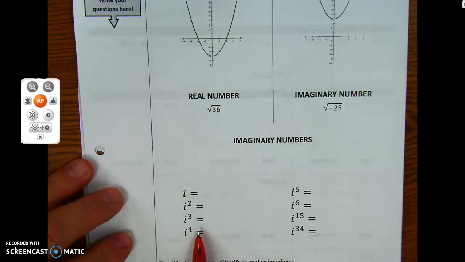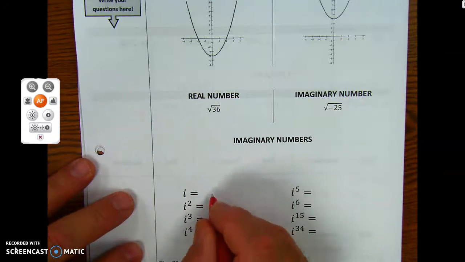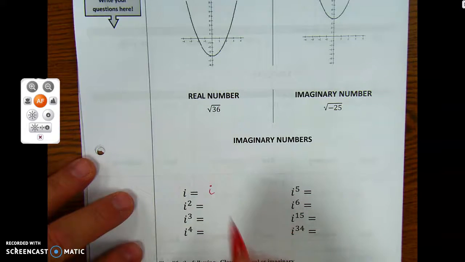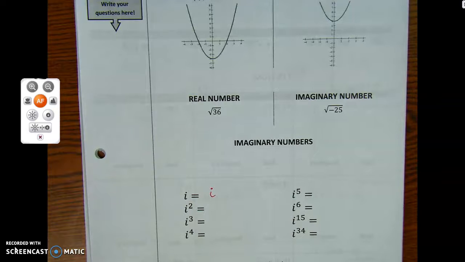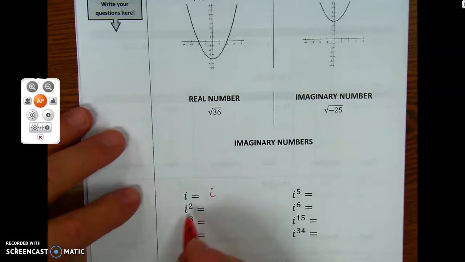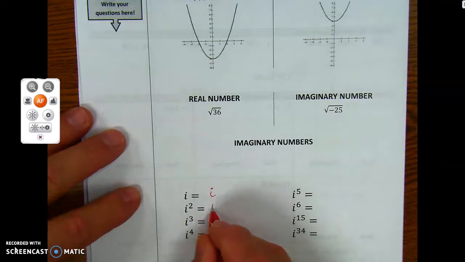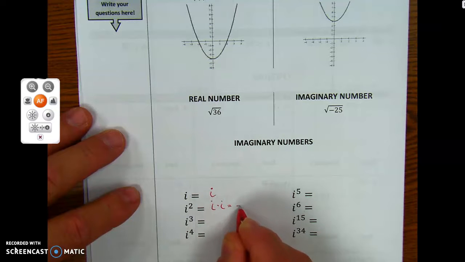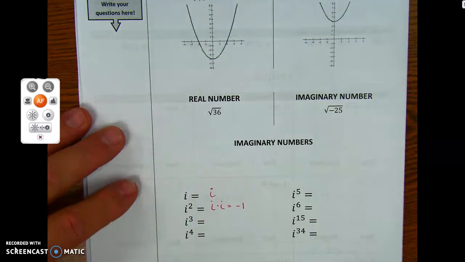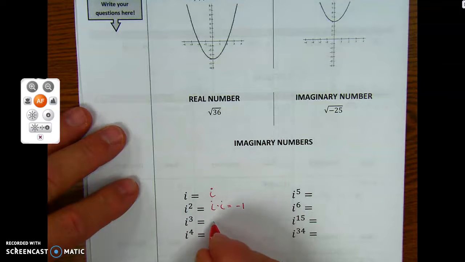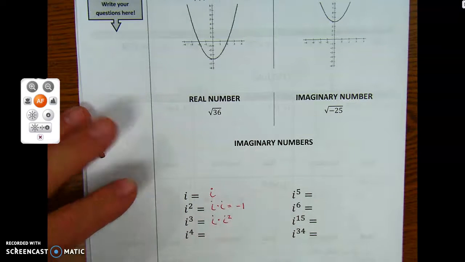I wanted to get to this little chart right here. i just equals i to the first, and so I'm just going to leave it as i. I'm not going to ever change i. But i squared, we just learned, is equal to i times i, which equals negative 1. Okay? i to the third. Let's talk about that as i times i squared. Let's think about it that way.